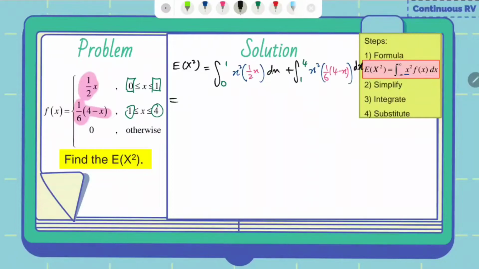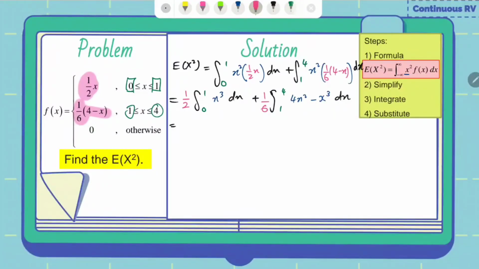The next step is to simplify. You have to multiply x squared with that function, but also take out any constant that you can see. So you can take out 1 over 2, integrate from 0 to 1, x squared multiplied with x is x power 3 dx, plus, there's a constant 1 over 6, take it out, integrate from 1 to 4, multiply x squared with 4, 4x squared, minus x squared multiplied with x, x power 3, dx.